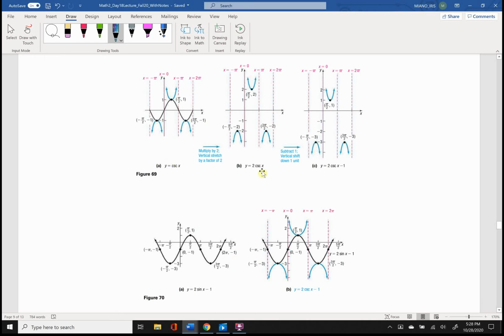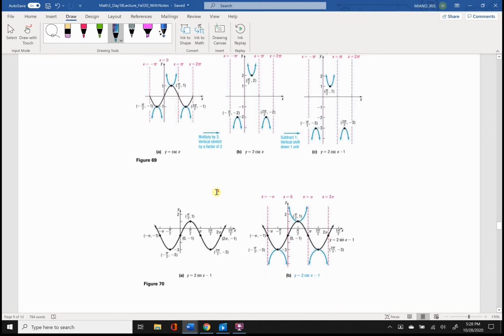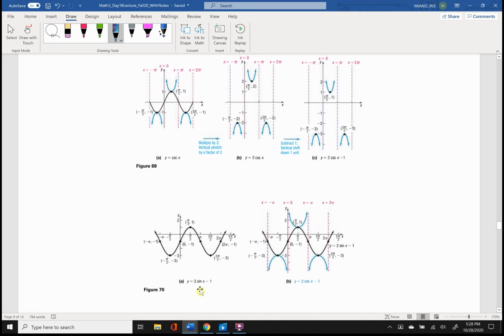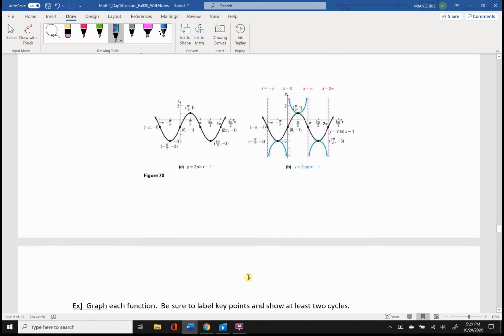And then also subtracting by 1 for the entire function, it just shifts everything down. Or rather than that, you could do what they did in figure 70, which is to perform the transformations on the counterpart function, which for the cosecant would be the sine, and then draw the little parabolas on the troughs and valleys of the already transformed sine function. That's what I would recommend that you do personally. I'm more of a figure 70 type of gal, so that's what I'm going to demonstrate.